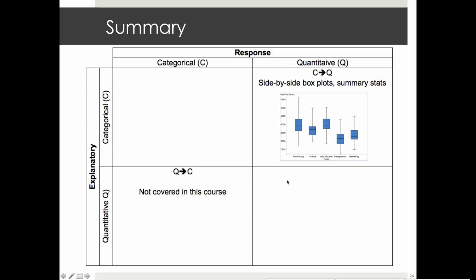So a quick summary, if we go back to our table, notice that we have 4 different possibilities, and the one that we are working with here, the categorical to the quantitative, we can now summarize by saying the way we want to analyze these data is through side-by-side box plots and through summary statistics. As we make our way through the rest of this course, we'll figure out how to explore data that are in this category and then data that are in this category. Remember, we don't cover the Q to C case in this course.